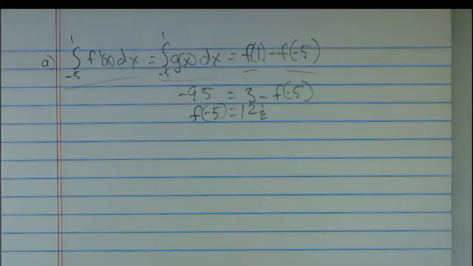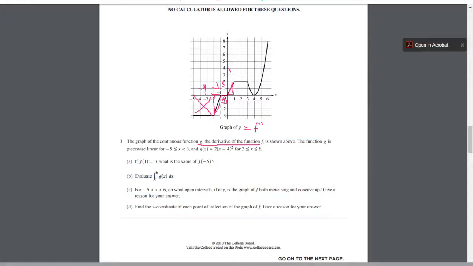Cool. Part B. Evaluate the integral between 1 and 6 of g of x dx. We want to find this integral. We're going to break this up into 2 parts. We'll have the integral from 1 to 3, and the integral from 3 to 6. From 1 to 3, that's just going to be 4. And from 3 to 6, we'll have to do some calculation using the function here.